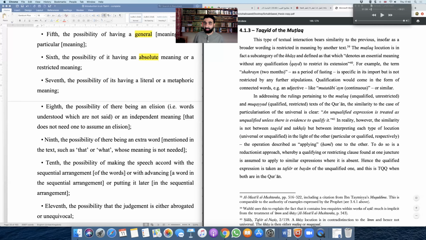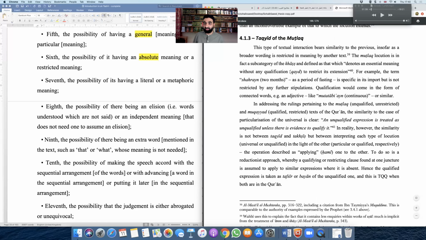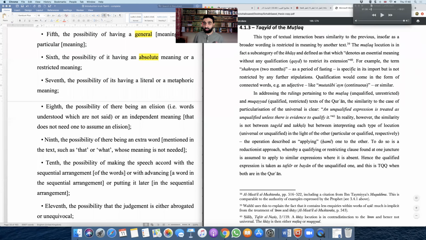The mutlaq is in fact a subcategory of the khas. It denotes an essential meaning without any qualification, qaid, to restrict its extension. Right, so shahrain. When the period of fasting is defined as shahrain, this is also in the kafara, it could be just that you have to fast for 2 months. So then it's specific, it's khas, but it's not muqayyad. Qualification would be shahraini mutatabi'ain. So continuous. To fast 2 months continuously, like 60 days on the trot, that would be shahrain mutatabi'ain. If you take away the word mutatabi'ain, then shahrain could be like you fast 1 month and then you fast another month later, right? And maybe, I'm not so sure, maybe 60 days could be spread out over a whole year. But certainly shahrain would imply 1 month and another month following that, but not necessarily straight away.